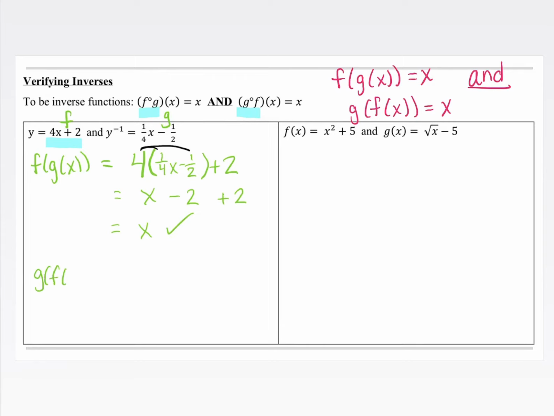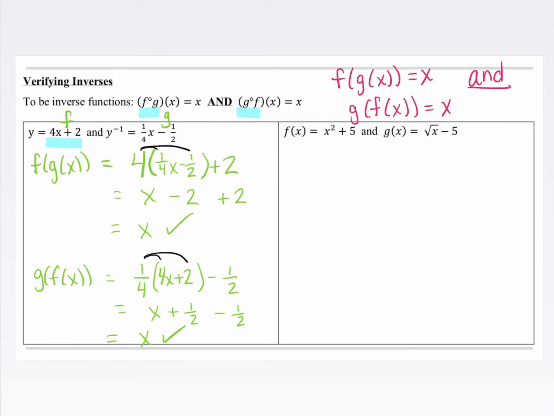So if we have g of f of x, this time g is my outer function. So wherever I see an x, I'm going to leave a big space. And in that space, I'm going to fill it with my inner function, 4x plus 2. Now here I can also distribute. 1/4 times 4x gives me x. 1/4 times positive 2 gives me positive 1/2. And then I'm subtracting 1/2. Combine my like terms and I end up equaling x. So this first example here, they are inverses.